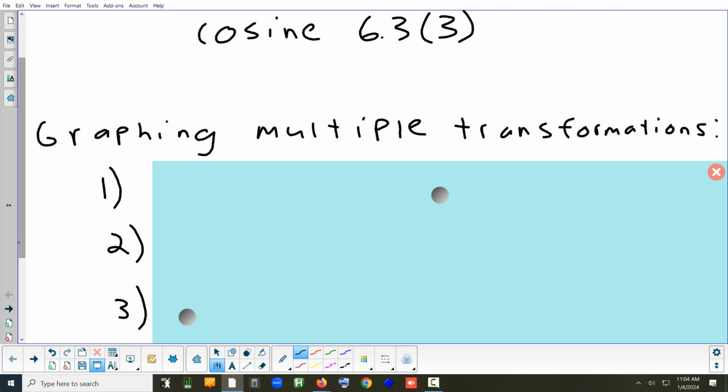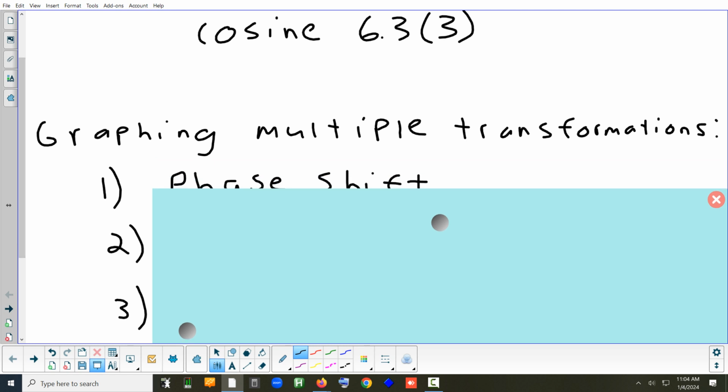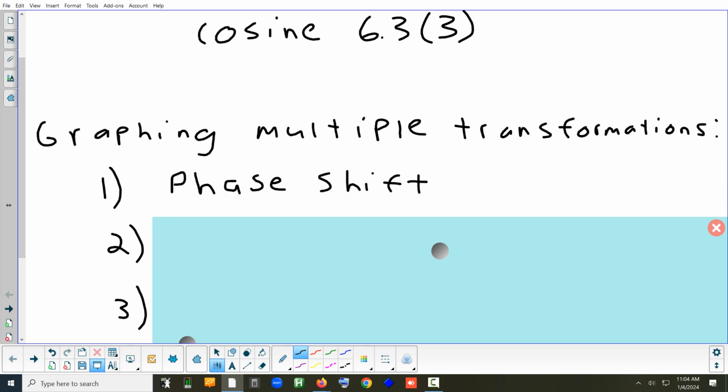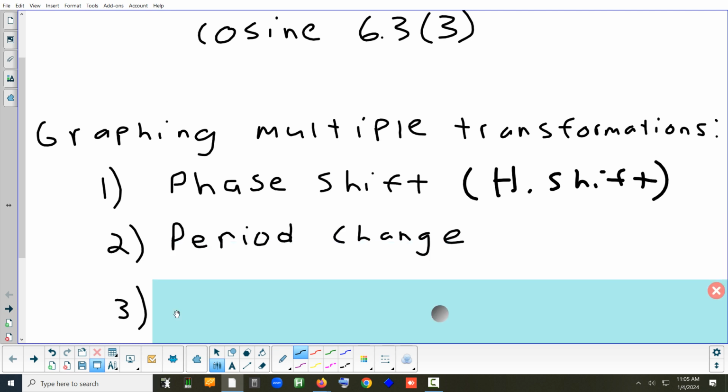Which transformation did I use A? That's the first transformation that you have to do. Yep. That's your horizontal or phase shift. I'll put that in parentheses. So always do your horizontal shift first. What transformation had the B? Yep. That's your horizontal stretch or your period change.